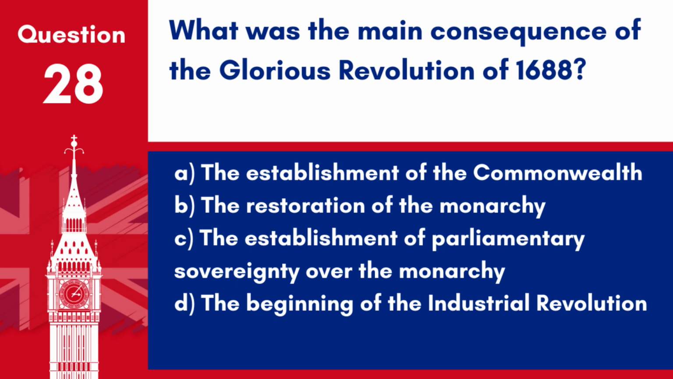Question 28. What was the main consequence of the Glorious Revolution of 1688? A. The establishment of the Commonwealth. B. The restoration of the monarchy. C. The establishment of parliamentary sovereignty over the monarchy. D. The beginning of the Industrial Revolution. Answer: C. The establishment of parliamentary sovereignty over the monarchy. The Glorious Revolution of 1688 led to the establishment of parliamentary sovereignty, significantly limiting the powers of the monarchy. Question 29.